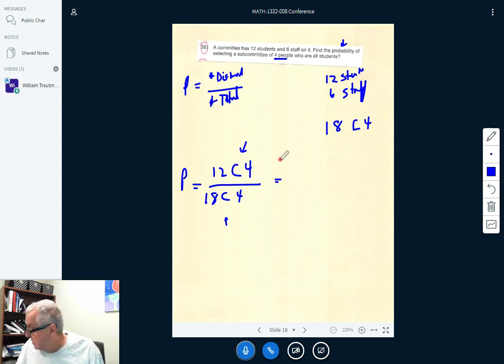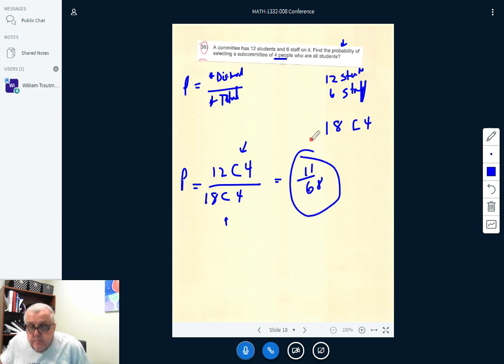So we put this in our calculator and we get our probability. I should put it in a fraction and then do 12 probability C 4, and then go down and do 18 probability C 4. And my calculator gives me 11 over 68. That's cool.